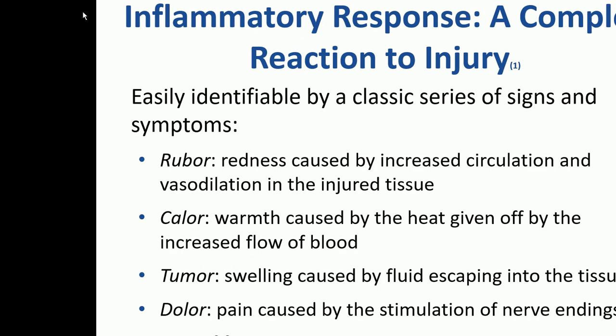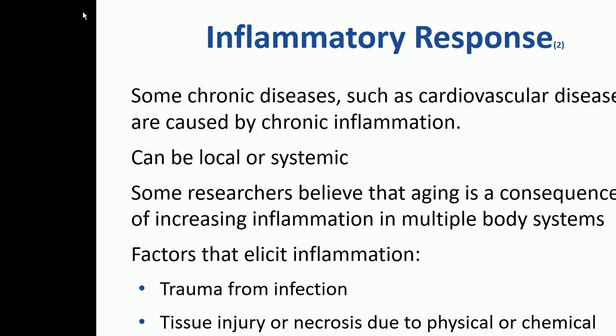So these are some of the signs of inflammation. First of all, rubor, which is redness in the area of inflammation. There's calor, which is warmth given by the heat because there is an increased blood supply in that area. Then tumor, a swelling because of the accumulation of water. Then dolor, which is pain caused by the stimulation of the nerve endings. There are some chronic diseases such as cardiovascular disease which are caused by chronic inflammation. And aging is also a consequence of increasing inflammation in multiple body systems.